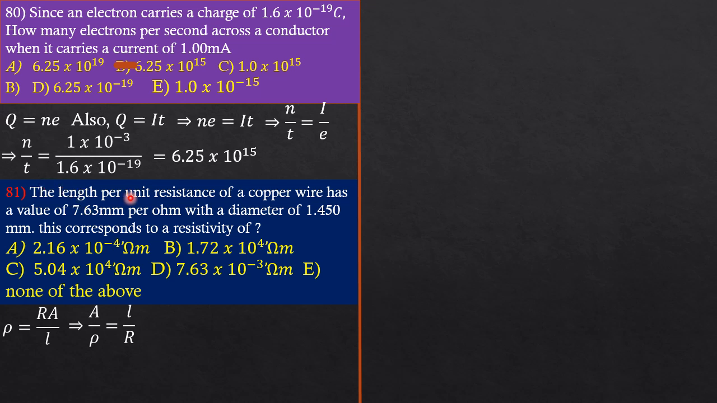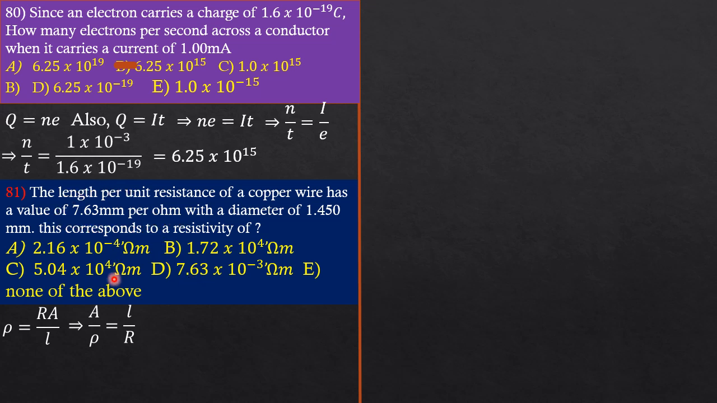So we have length over resistance. Great. This is what we have, guys, and it's the same as A over rho. L over R, we have its value, and its value is 7.63 millimeters per ohm. Keep in mind that the options here are in standard units, so we have to change all of these units now to their standard forms.